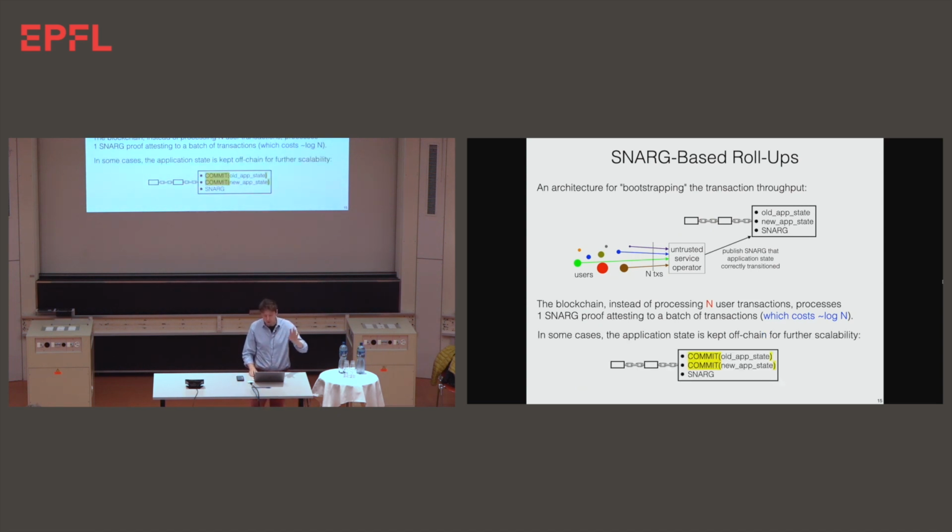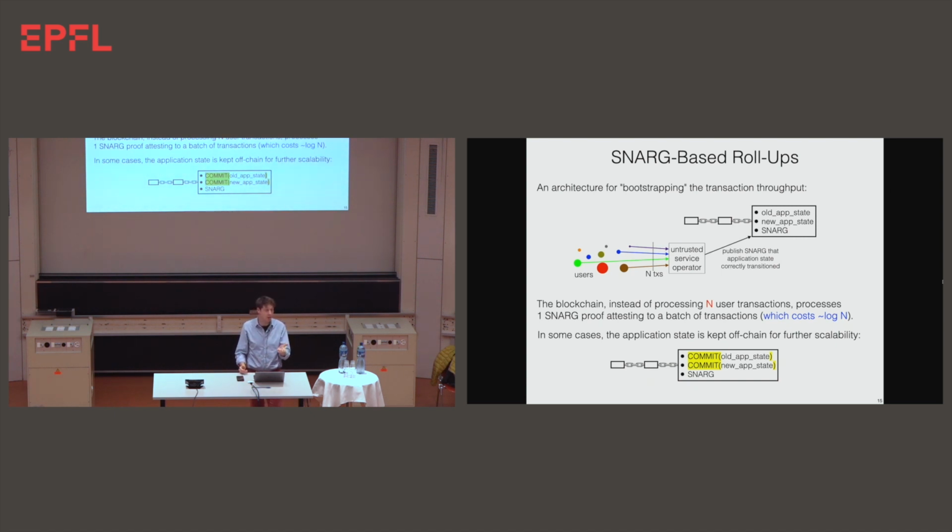Now you can go even further and say, look, I'm not even going to publish the application state. I'm going to publish a short commitment to the application state, and the application state is going to live off chain, right? And so you don't even have to pay on chain for the data of the application state, and you have it secured in some other fault-tolerant system. Okay? So that is an example of a SNARK-based solution. Does that make sense?